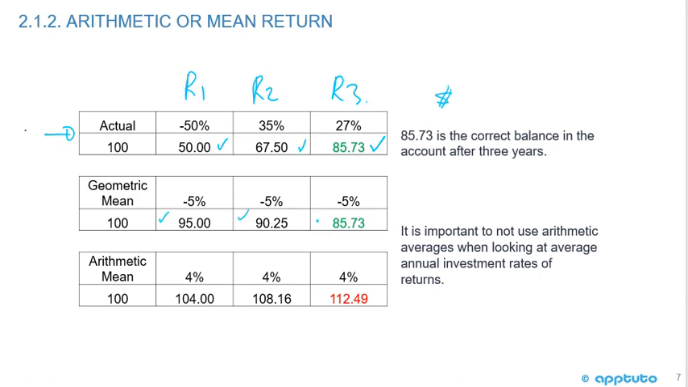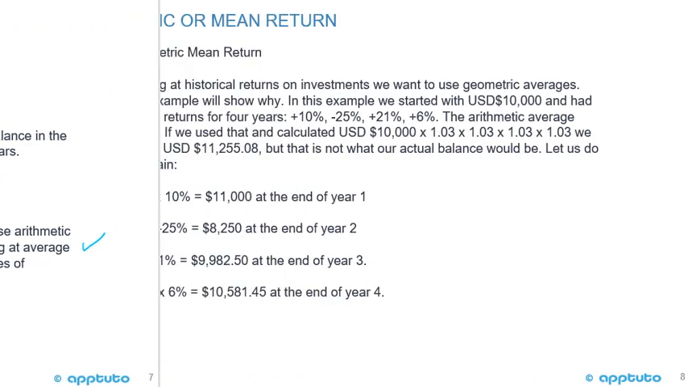90.25 times negative 5%, 85.73. We've got the matching correct balance. However, if you use that arithmetic average return of 4%, 100 times 4%, 104, times 4%, 108.16, times 4%, 112.49, that doesn't match the correct balance. So it's important not to use arithmetic averages when looking at average annual investment rates of return.